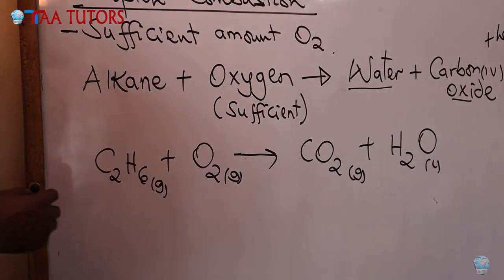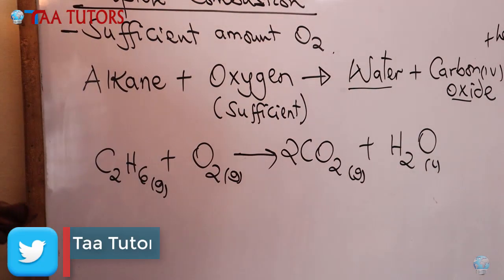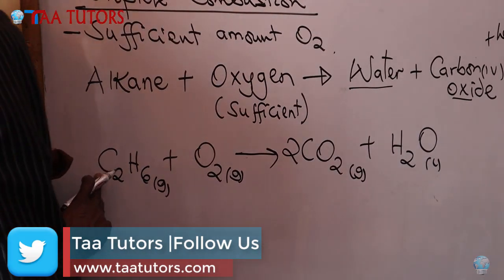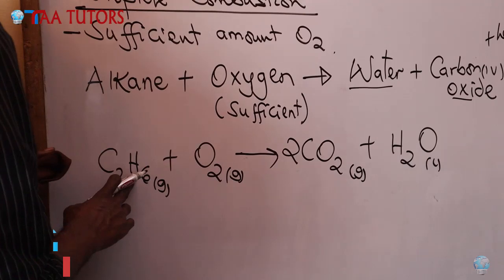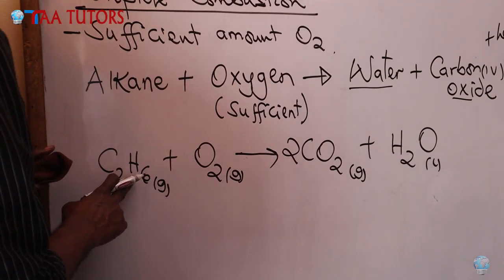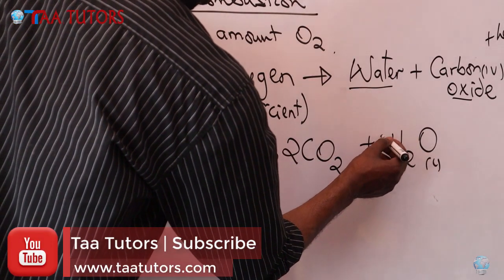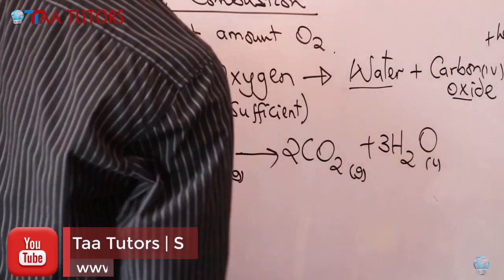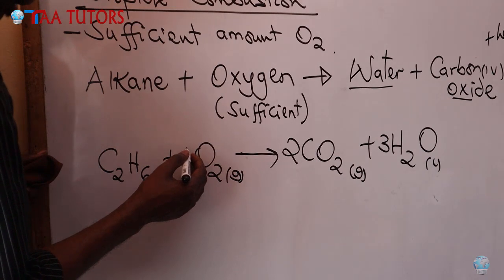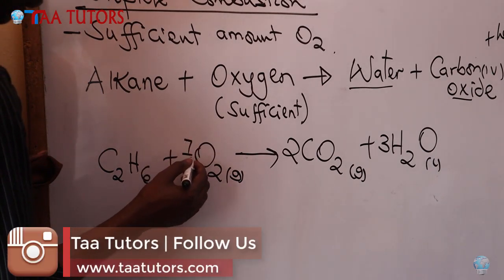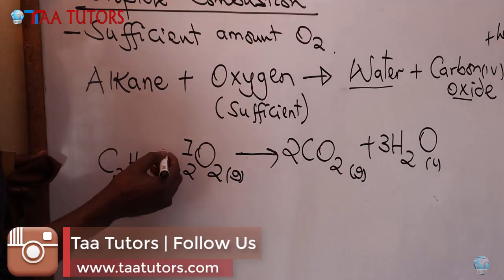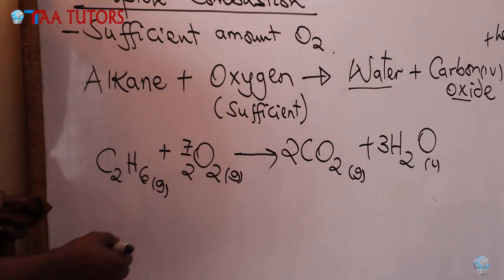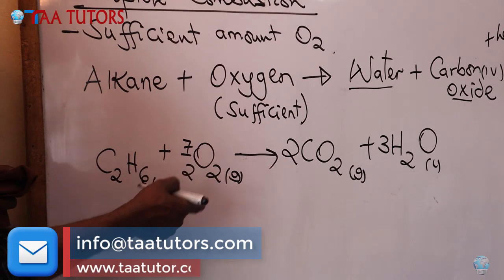So if I balance here, carbon is 2, how many here? So carbon is 2, how many hydrogen? 6. So if I say this is hydrogen 3, this is 4 plus 3, 7. I can say this is 7 over 2. Now, you can balance the equation like this, or you can simply remove this fraction by multiplying everything by 2.